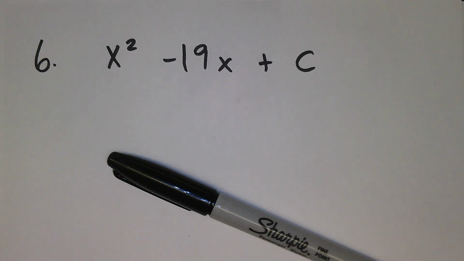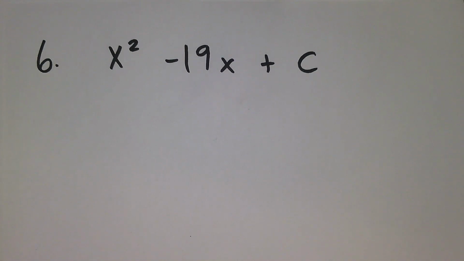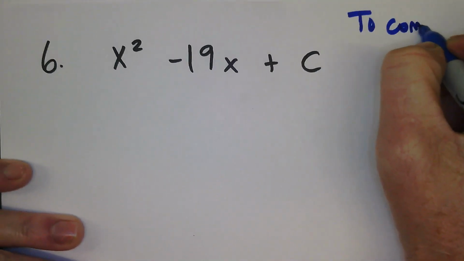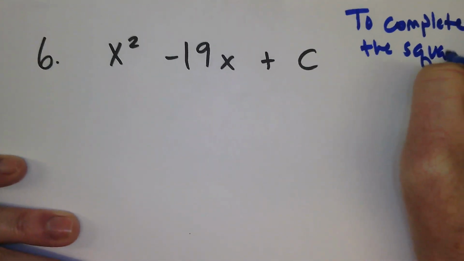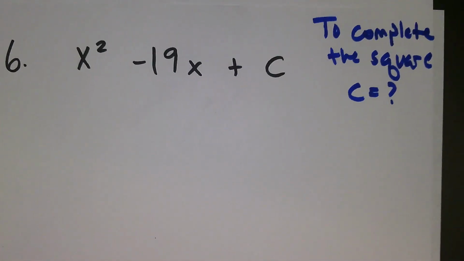Okay, so we are looking at this quadratic, and we are asked to figure out what this number would be in order to complete the square. So to complete the square, what is C, right? What does that number have to be?